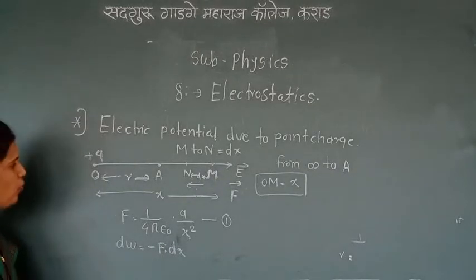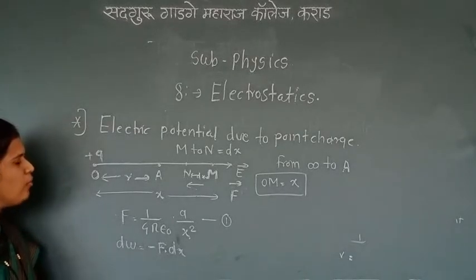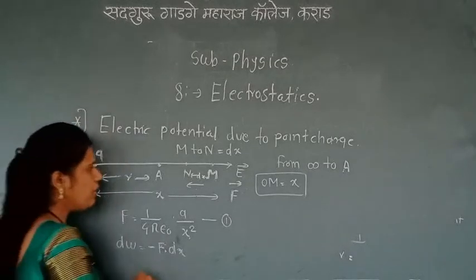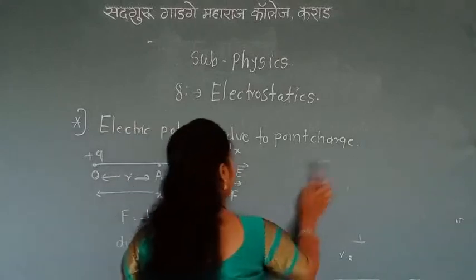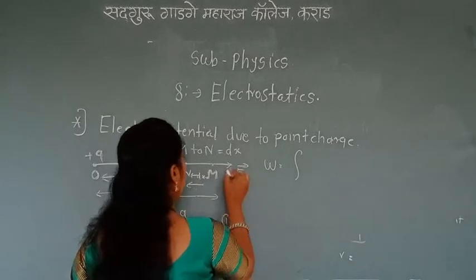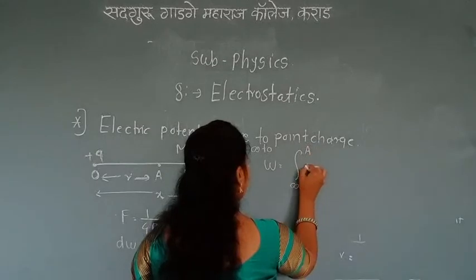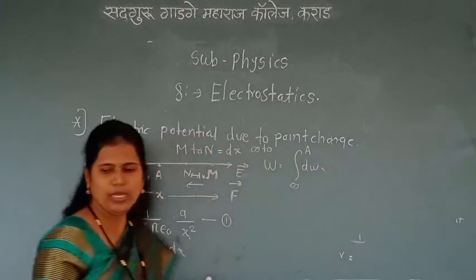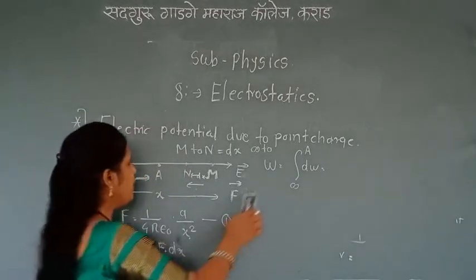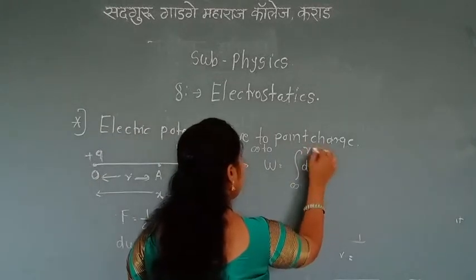Now the work done displacing the unit positive charge from infinity to A, we have to calculate the total work done. The total work done W is equal to the integration of dW, taken from where to where? Infinity to A. Instead of A we write the distance from O to A, which is R. So instead of A we can write R also.